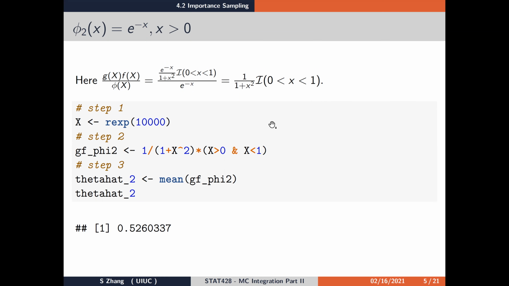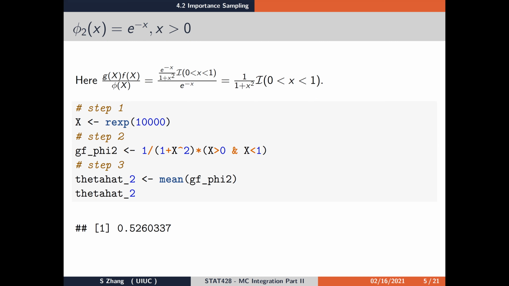So let's try to implement this importance sampling algorithm. First, we draw x from phi2. And that means we are drawing random exponential samples with lambda equals 1. So this can be done using the rexp function inside R.